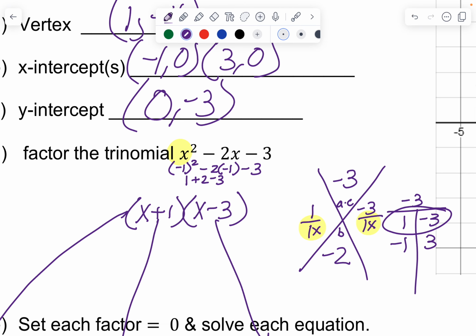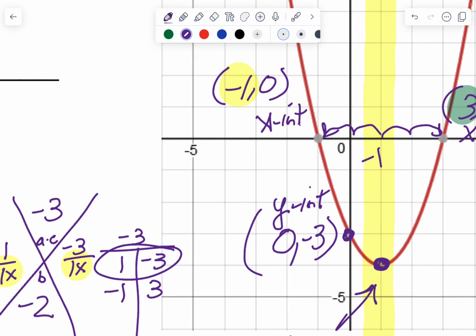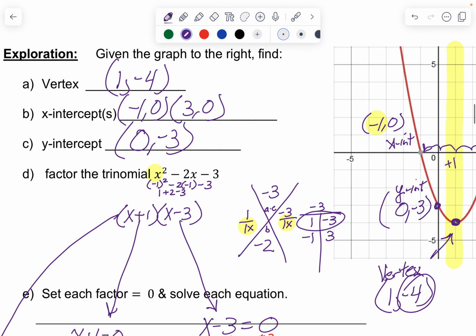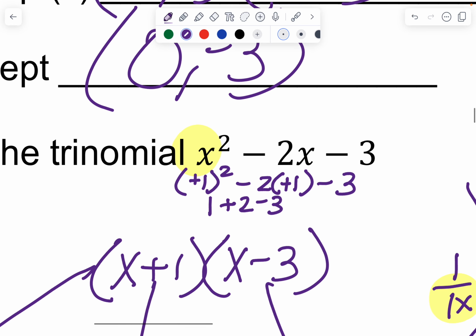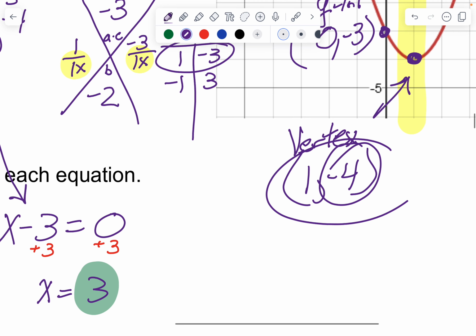So if we do 1 plus 2, oh, I see what I did. It's not a -1, it's a +1. So we have to plug a +1 in here. So we're getting a 1 and then -2. And then -3. So 1 minus 2 minus 3 would equal -4. And that's how we got 1, -4 as the vertex.